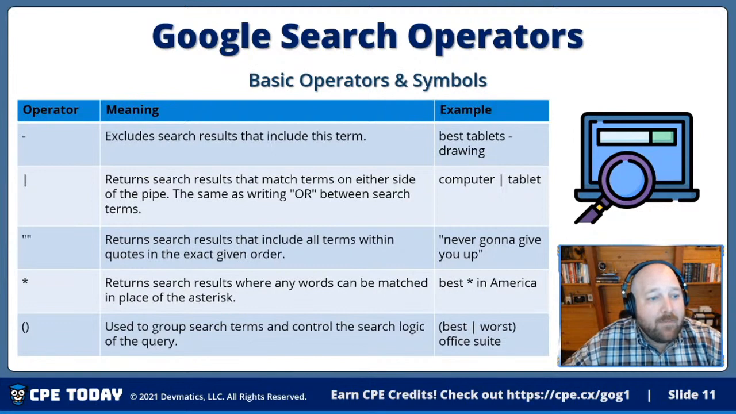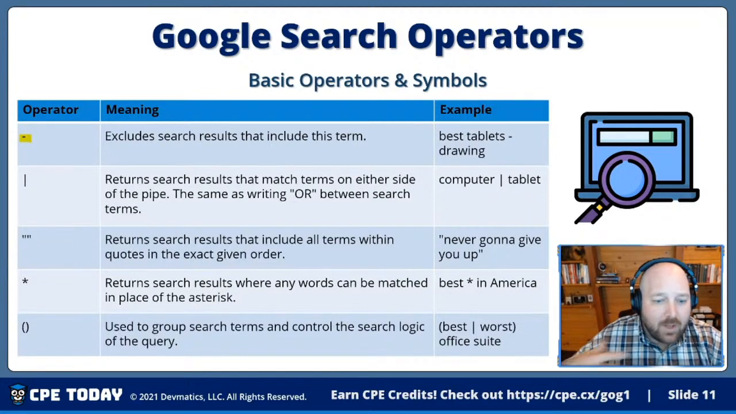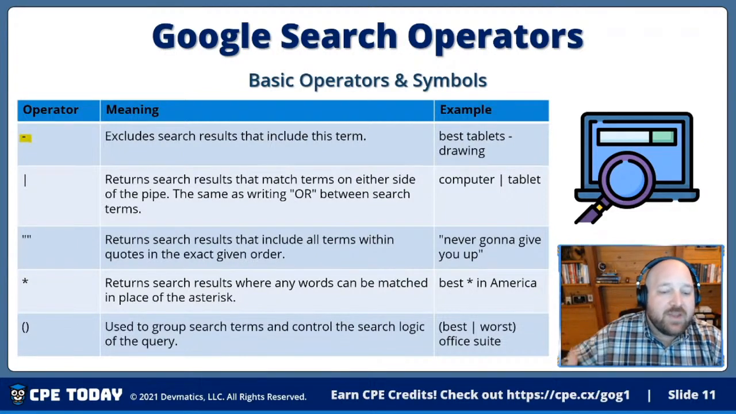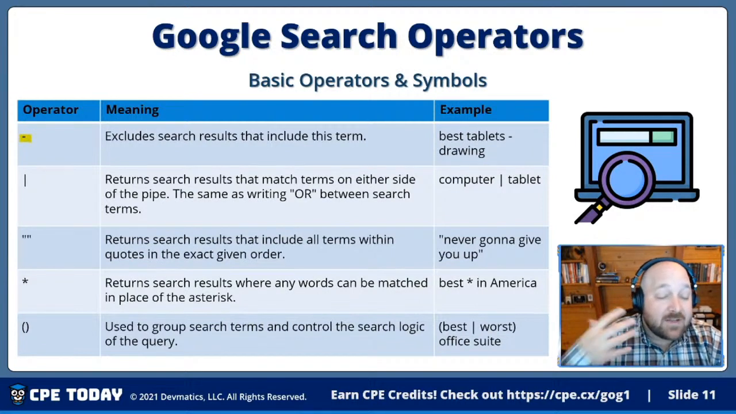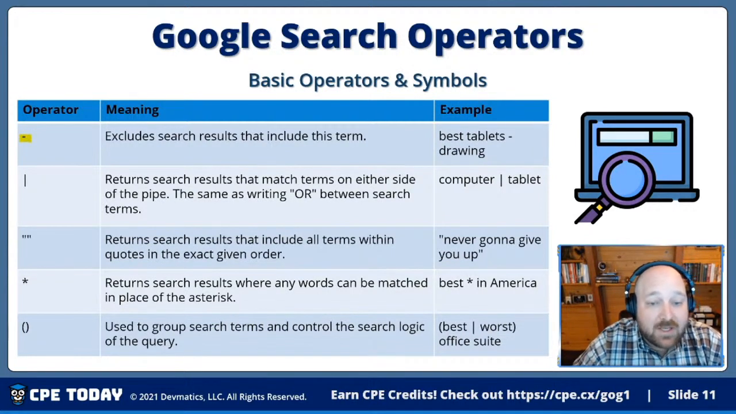Okay, so we have the minus operator. The minus operator is fantastic when we want to exclude a specific term or service or company or something of that nature. For example, if we were to go search for, let's say, firework companies, well, there are several different companies as well as several different products called fireworks. One such company is a software company, Adobe. They make a product that they did for a long time called Adobe Fireworks.